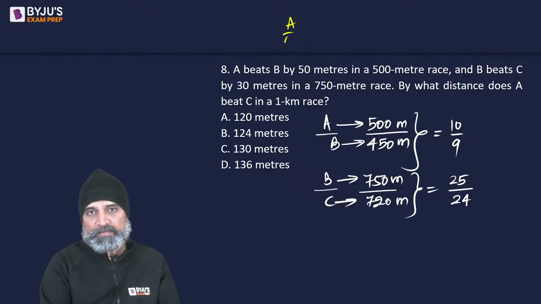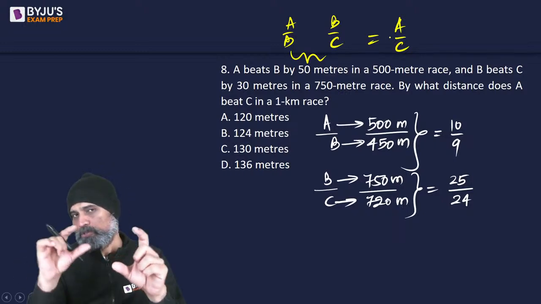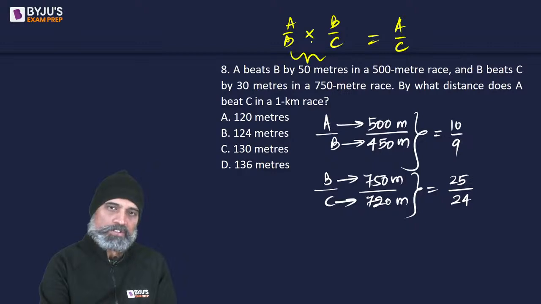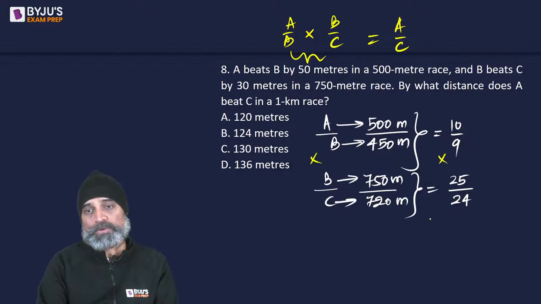I have A by B and I have B by C. What calculations should I perform so that I have A by C? I need this, what do I do with these two? If you use a little common sense, if I multiply, B will cancel out, and A by C will come. So that's exactly what we are going to do here.